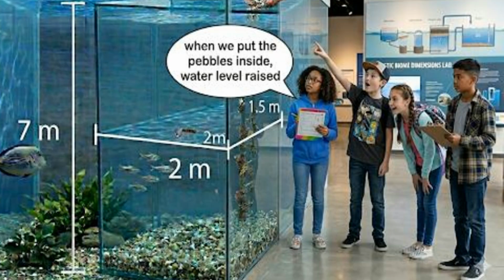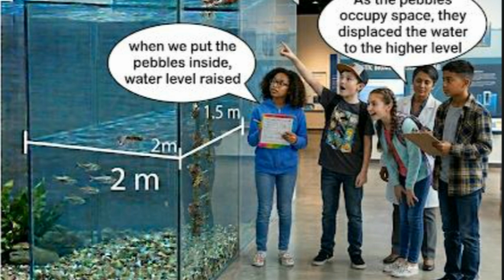We added some pebbles to the tank, and the water level has risen. Notice the new height of the water. The pebbles occupy space, causing the water level to be displaced to a higher level. It rose from an initial level of 1.5 meters.